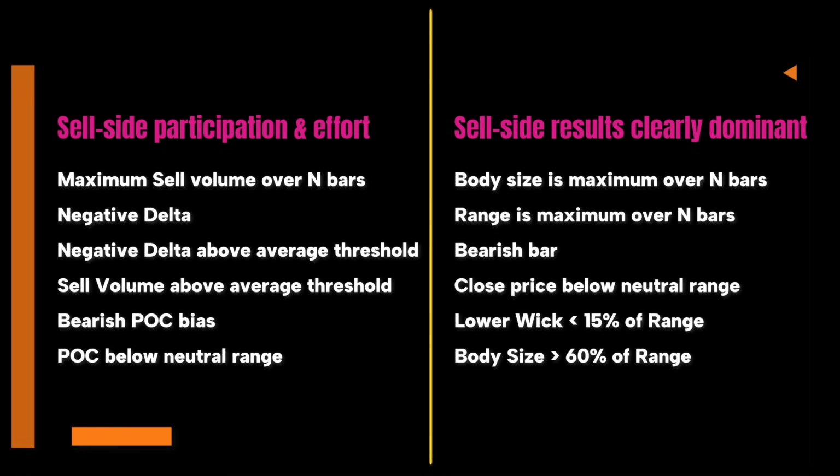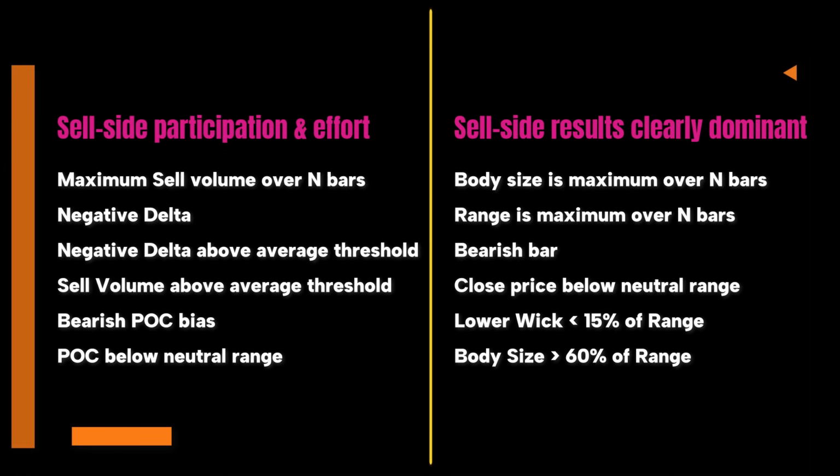However, in this case, all signals reflect strong dominance from the sell side. First, the system evaluates sell side effort through the following conditions. The candle must have the maximum sell volume over N bars. It must show negative delta. Negative delta must exceed the average threshold. Sell volume must exceed the average threshold. There must be a bearish POC bias, and the POC must be below the neutral range.